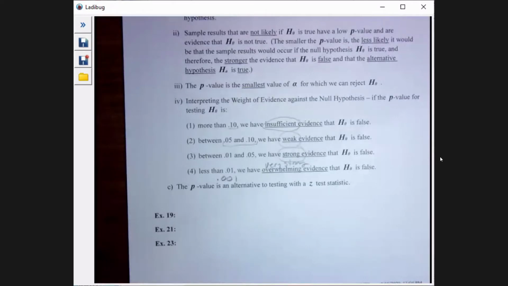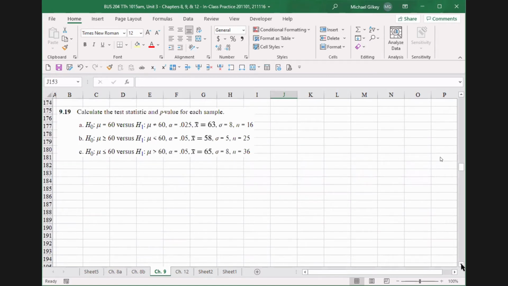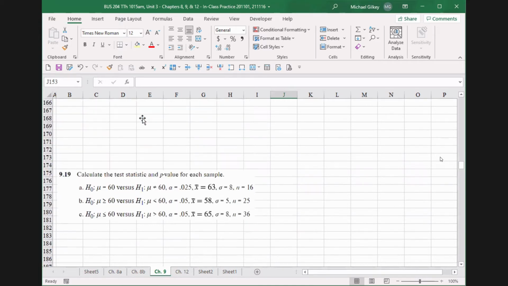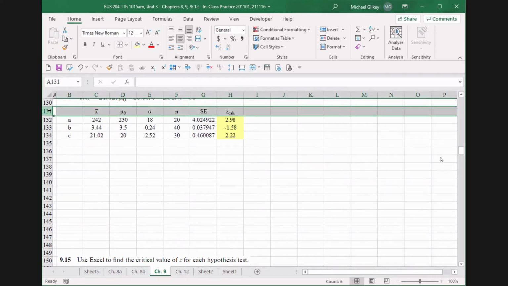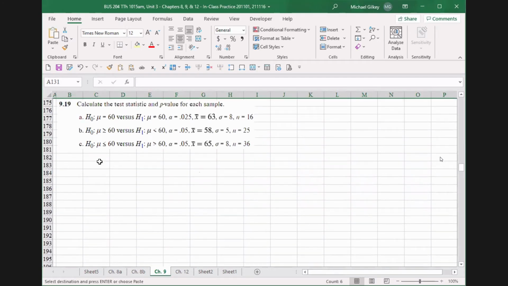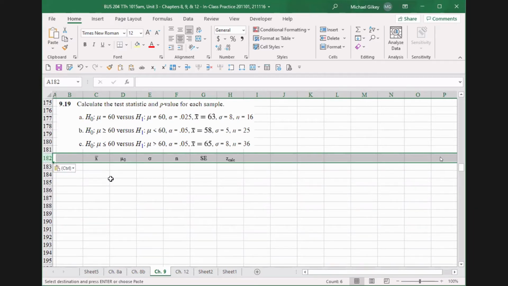Let's go back to our spreadsheet, and we'll start off with some simple practice where we are just given some numbers, and we need to compute the test statistic and the p-value. Notice here they actually tell you to compute the test statistic, right? So that means you have to compute this number. So I'm just going to copy these headings, and let me start with that.